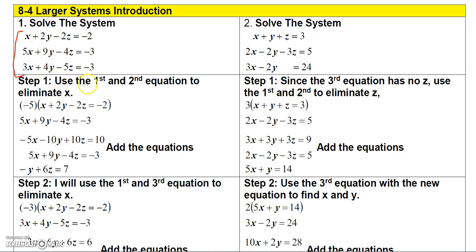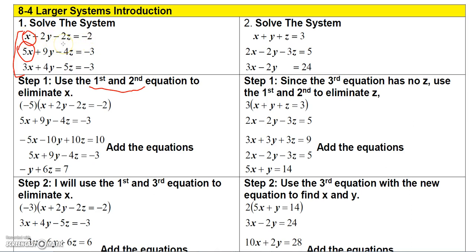So to solve this by the elimination method, I can actually use the first equation and second equation to eliminate x. So what I'm going to do here is eliminate x from the first equation and the second equation, and in order to do that I'm going to multiply the first equation by negative 5.